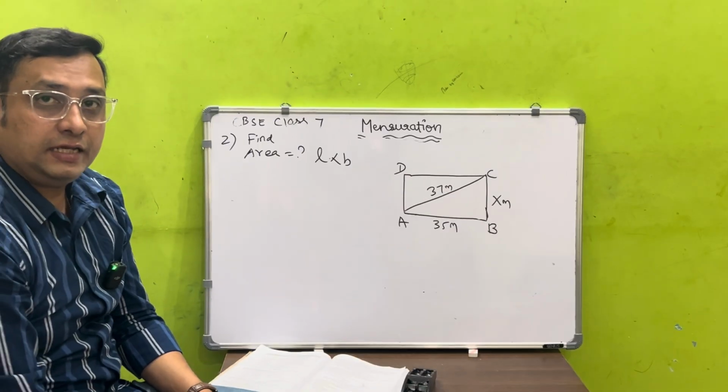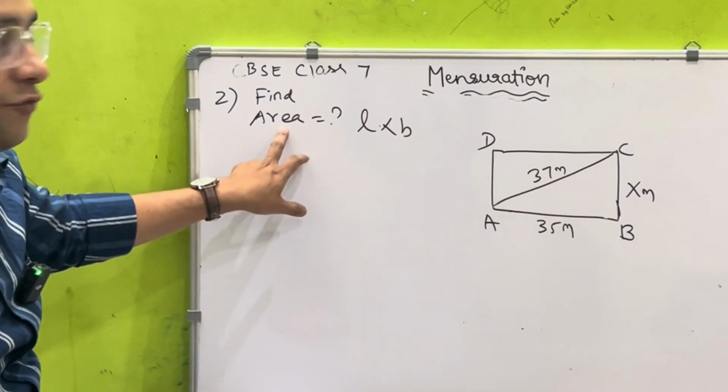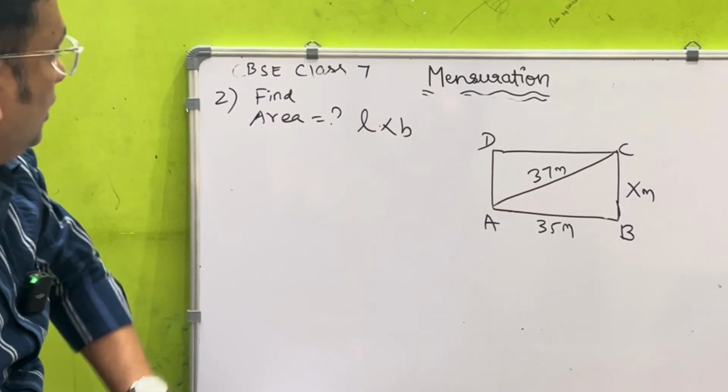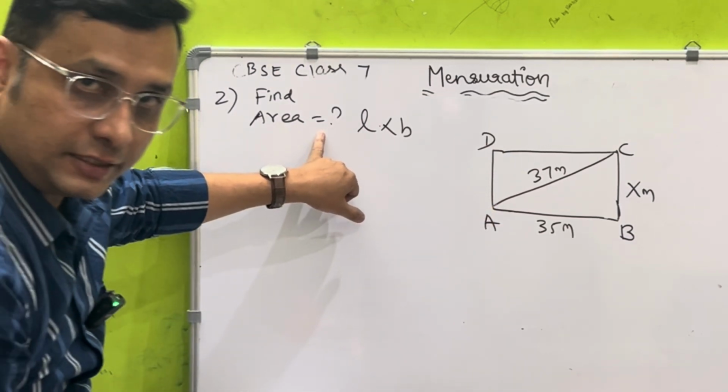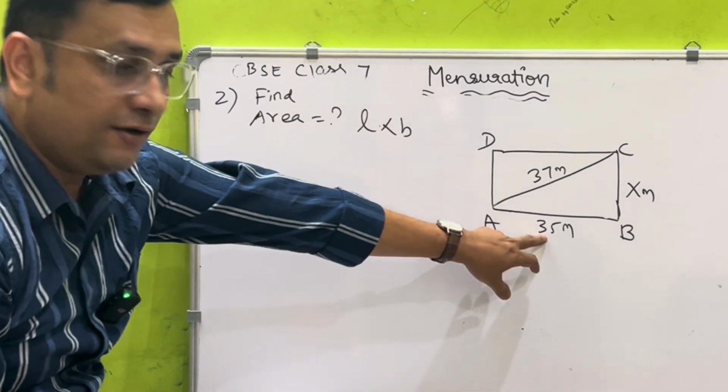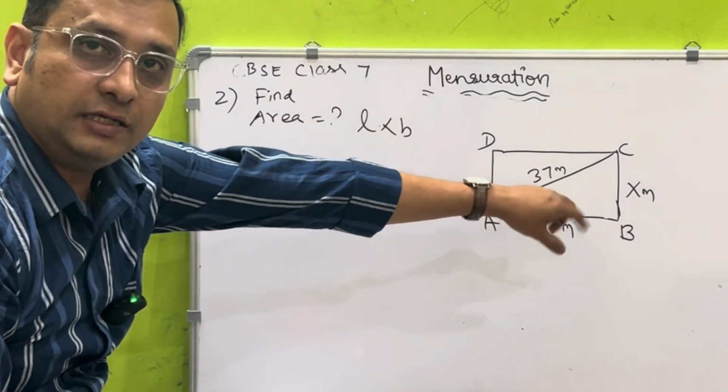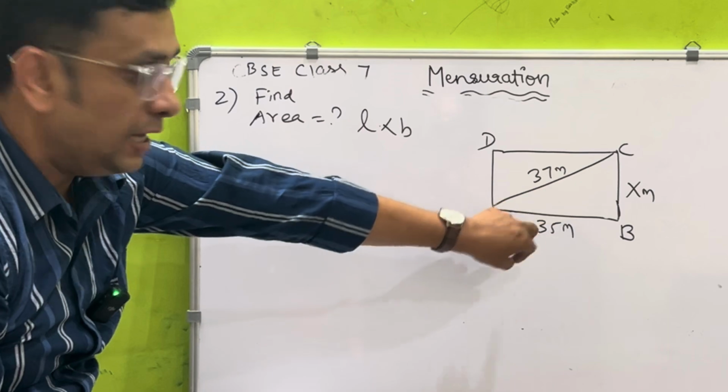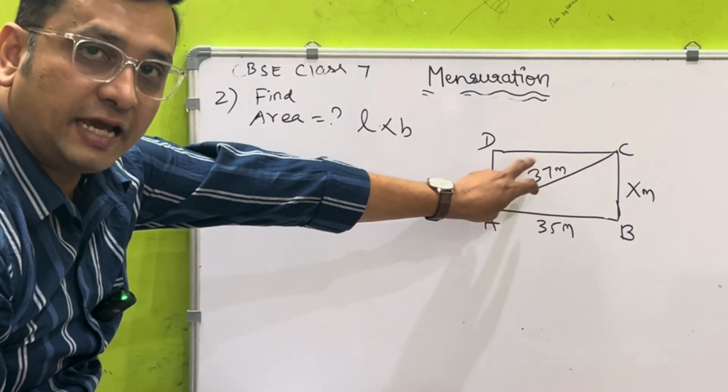Now let's see another example. Just find the area of this rectangle. We know that to find the area of the rectangle, it is length into breadth. We have the length here, but we don't have the breadth. It is mentioned as x meter there. But the additional information given here is a diagonal.